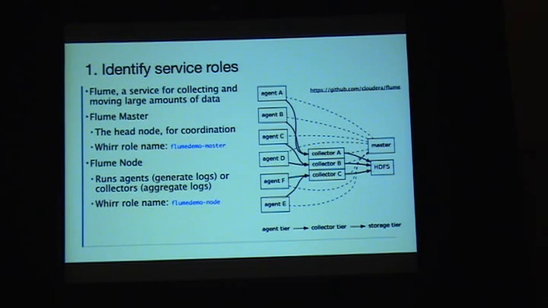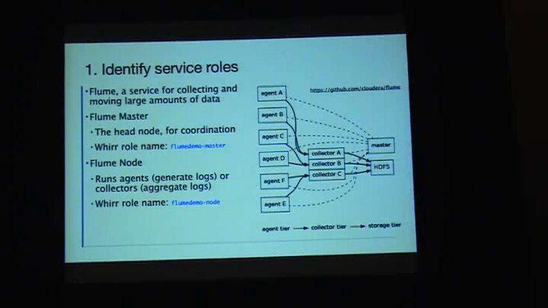Very briefly, it runs agents on a cluster, and those collect the log data and send it to a second tier. So we have the agent tier, which runs on, say, your web servers, and the agent tier would collect the web server logs. The collector tier would aggregate those logs, and then they would eventually end up in HBase. There's also a master node which coordinates the whole thing.